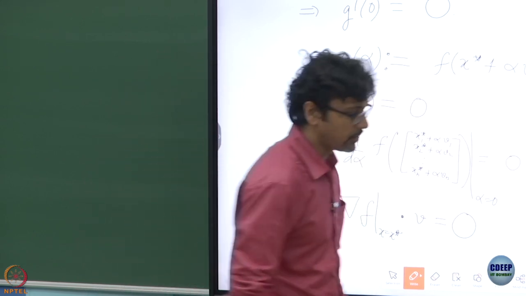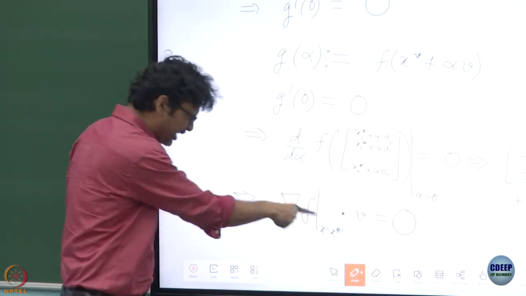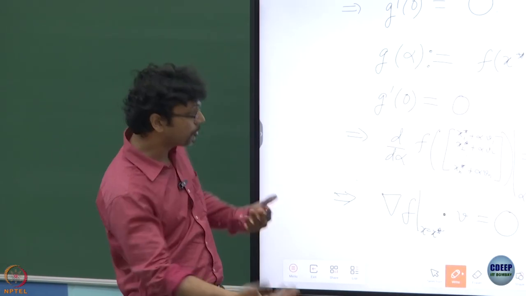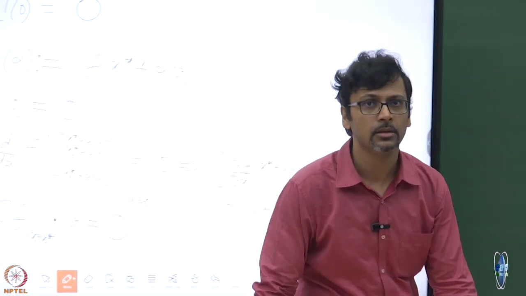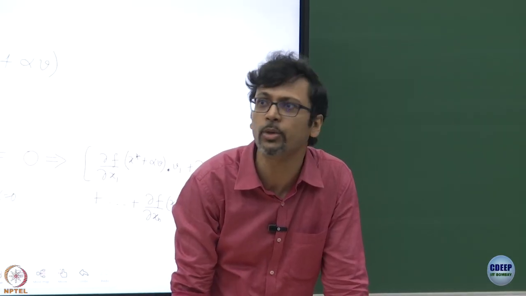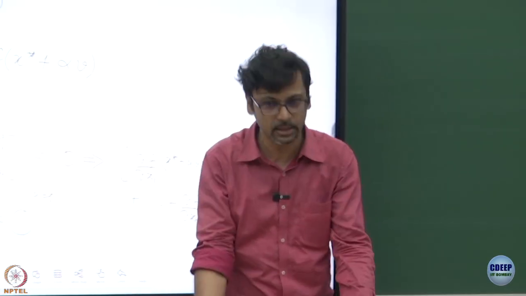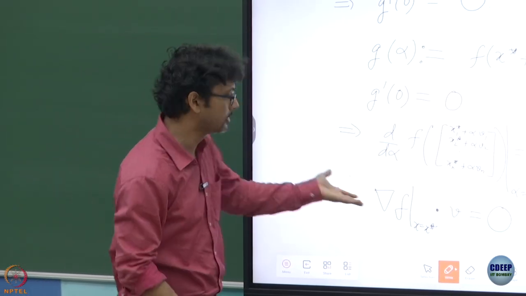There are so many ways of arguing about this. This grad of f evaluated at x star is a vector whose inner product with any vector in the Euclidean space vanishes. What is the only vector whose inner product with every vector vanishes? It means it's orthogonal to every vector. What is the only vector which is orthogonal to every vector? It's just the zero vector. That's one way of saying this is zero.